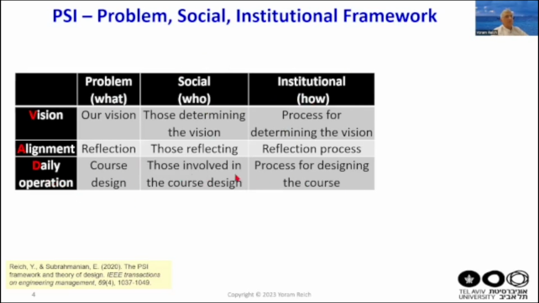This is what we usually think about or act in. And then alignment or reflection. We do reflection on what we do in daily life in order to correct it. And the vision: we set up long-term visions to know where we are heading.